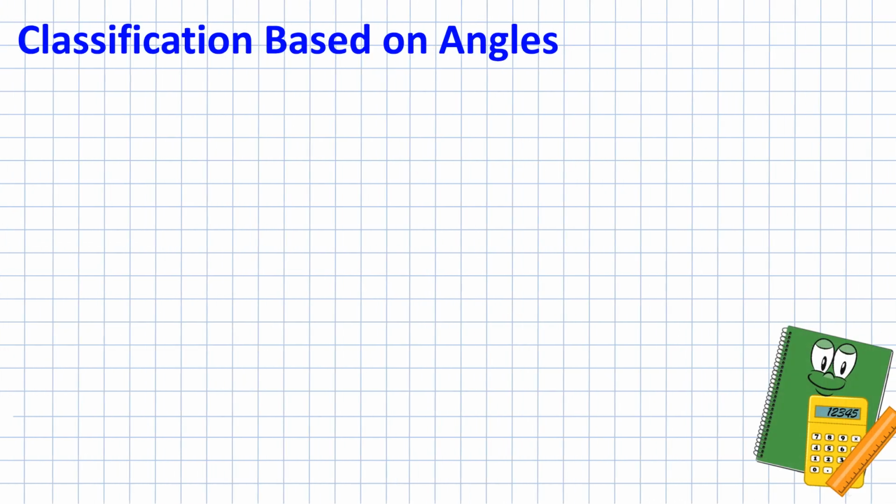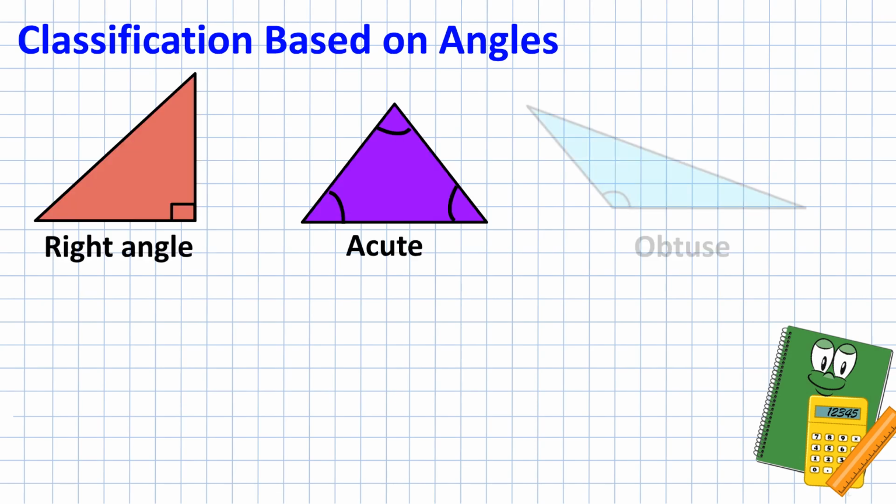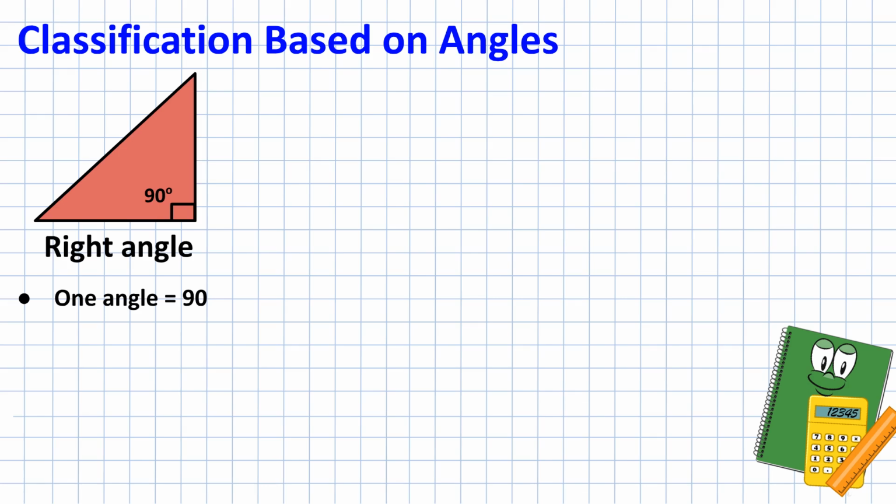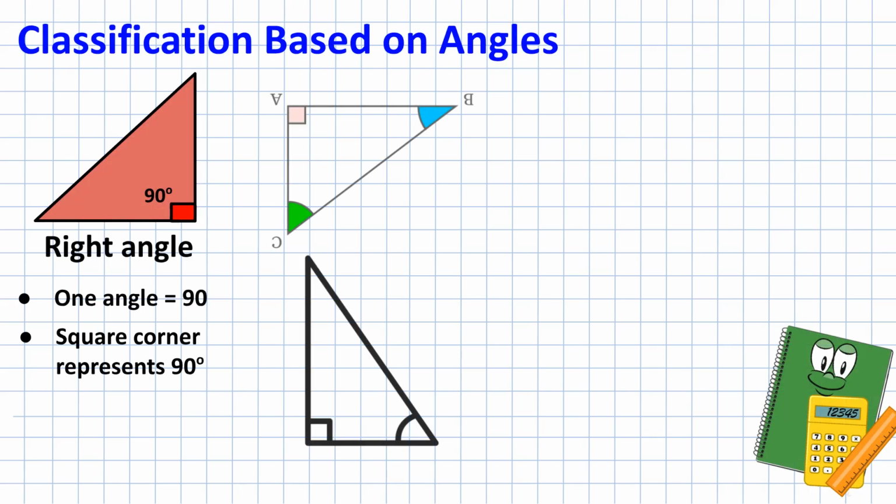Now, let us classify triangles based on their angles. We have the right angle, acute, and obtuse triangles. A right-angled triangle has exactly 1 angle that measures 90 degrees. For example, if one angle is 90 degrees, the triangle is right-angled. The other 2 angles must add up to 90 degrees. In diagrams, the right angle is often represented by a small square symbol.